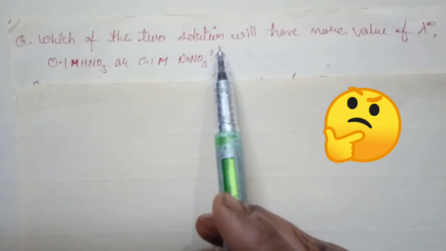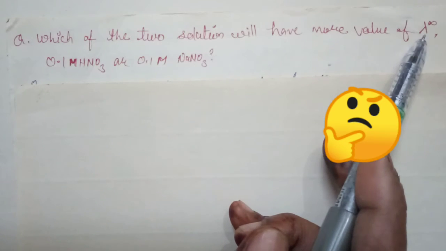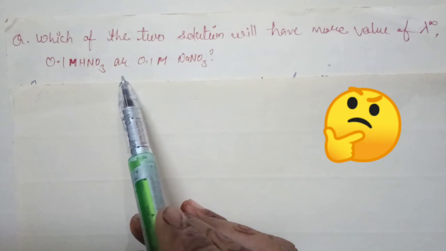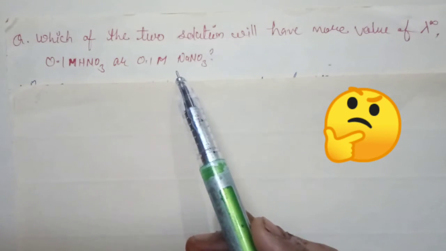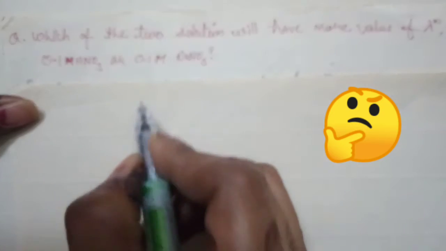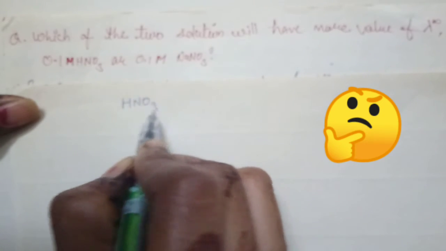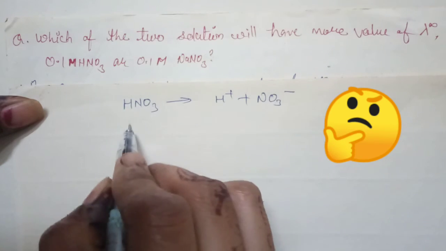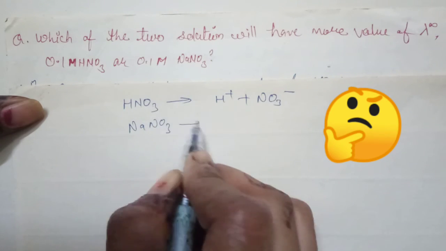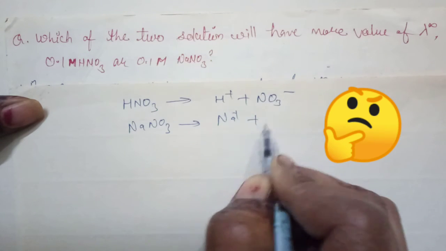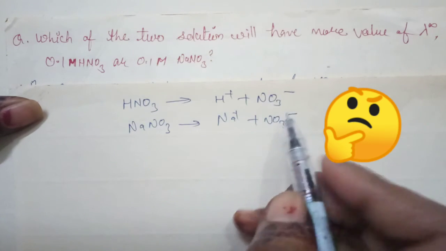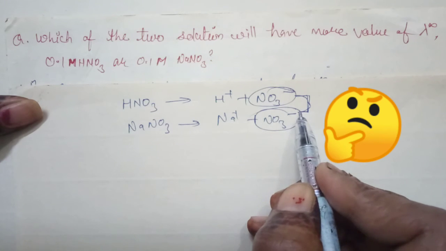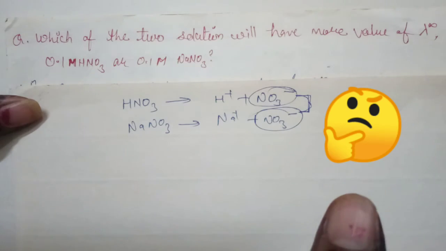Let's take one question. Which of the two solutions will have more value of lambda infinity: 0.1 M HNO3 or 0.1 M NaNO3? Think, what should it be? HNO3 will dissociate into H plus and NO3 minus, and NaNO3 will dissociate into Na plus and NO3 minus. Means nitrate ions are common, so there is no change in the conductivity of the NO3 minus ions at infinite dilution.